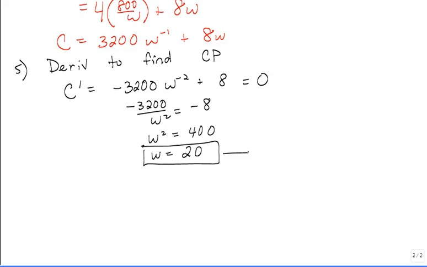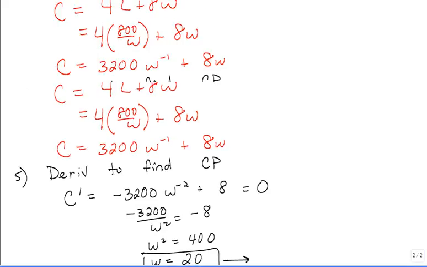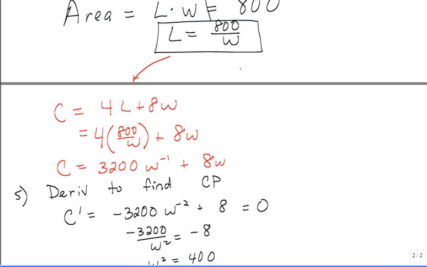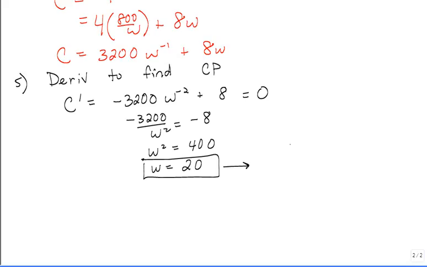If W is 20, then I can go back up here knowing that L is 800 over W, so it's going to be 800 over 20, which gives us 40.